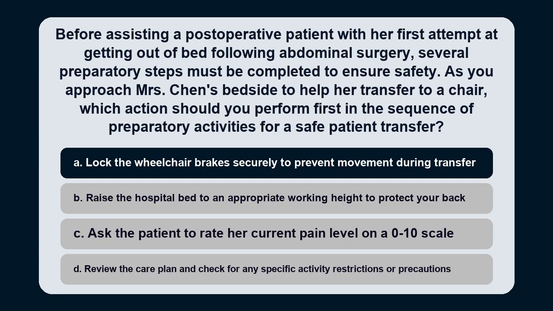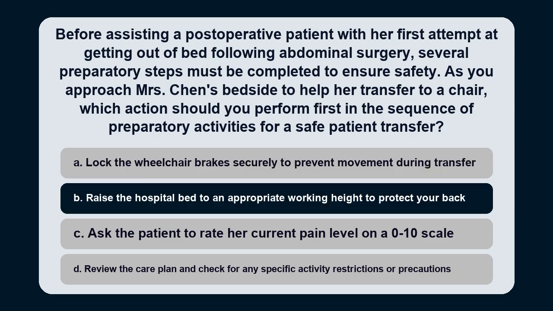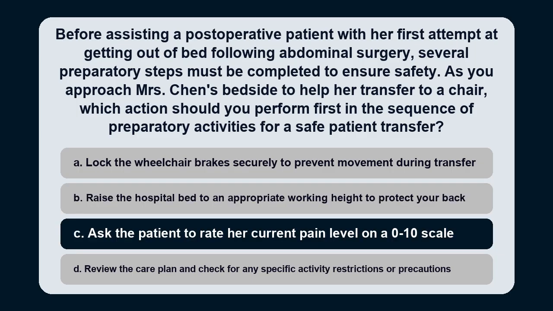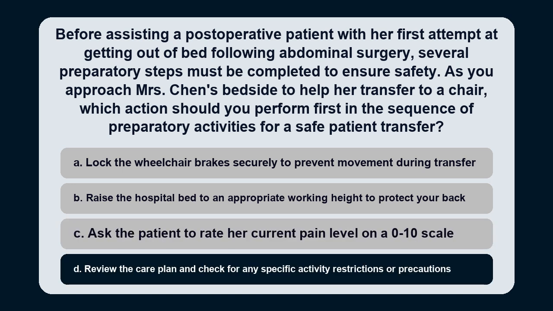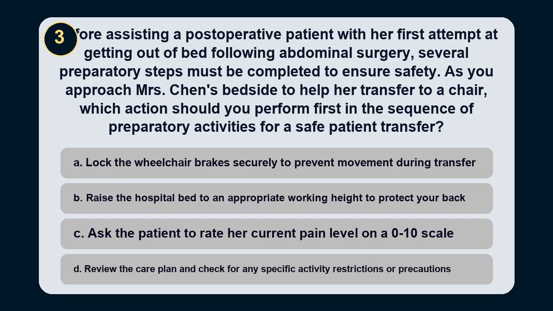Option A. Lock the wheelchair brakes securely to prevent movement during transfer. Option B. Raise the hospital bed to an appropriate working height to protect your back. Option C. Ask the patient to rate her current pain level on a 0 to 10 scale. Option D. Review the care plan and check for any specific activity restrictions or precautions.